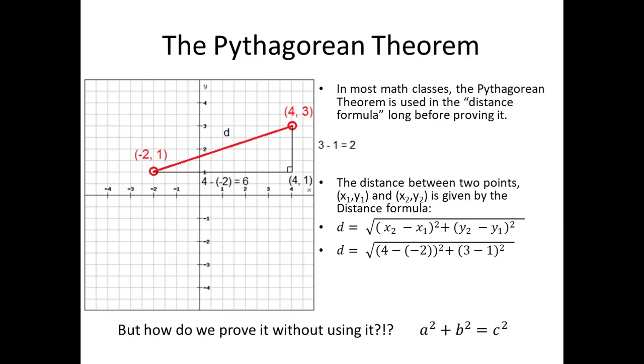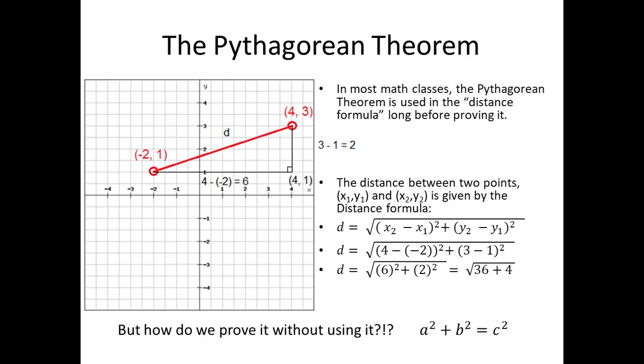So we have the second point, the x is 4, and the original point, the x was minus 2. So we have 4 minus a negative 2, and so we're going to square that. And we're going to add that to 3. The changes in y is 3 minus 1. Remember, y is the second point in the ordered pair. Square that. So we end up with 6 squared plus 2 squared.